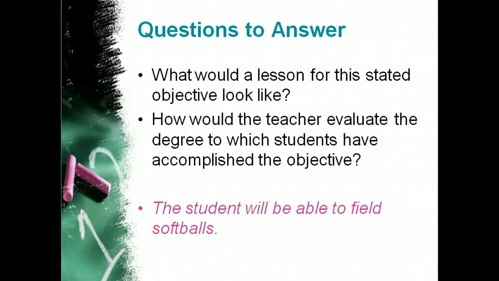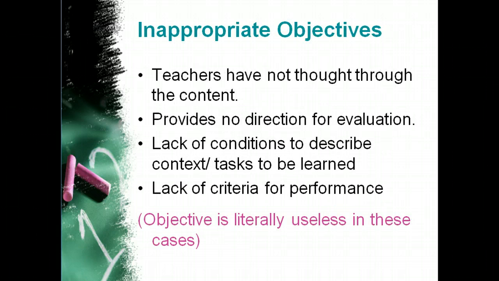The objective at the bottom of this slide is incomplete. The student will be able to field softballs. What does that tell you about what this objective would look like in a practice situation? What does it tell you about how a teacher is going to assess whether the students have accomplished that objective or not? So what you would have to do is add some things to this objective to help clarify and be specific about what you want the student to know and be able to do.